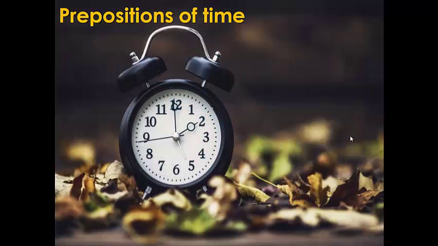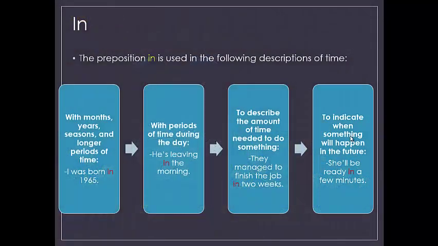The most used prepositions of time are the following. The preposition in is used with months, years, seasons, and longer periods of time. Example: I was born in 1965, with periods of time during the day. Example: he's leaving in the morning.